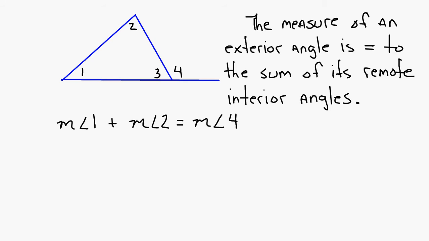Agreed? So it wouldn't be 2 and 3? Think about it for a minute. No. Far away, remote, and interior. Isn't angle 3 just a linear pair with angle 4? Oh. Okay, so 3 and 4 are related. You know, the measure of angle 3 plus the measure of angle 4 equals 180. Okay.